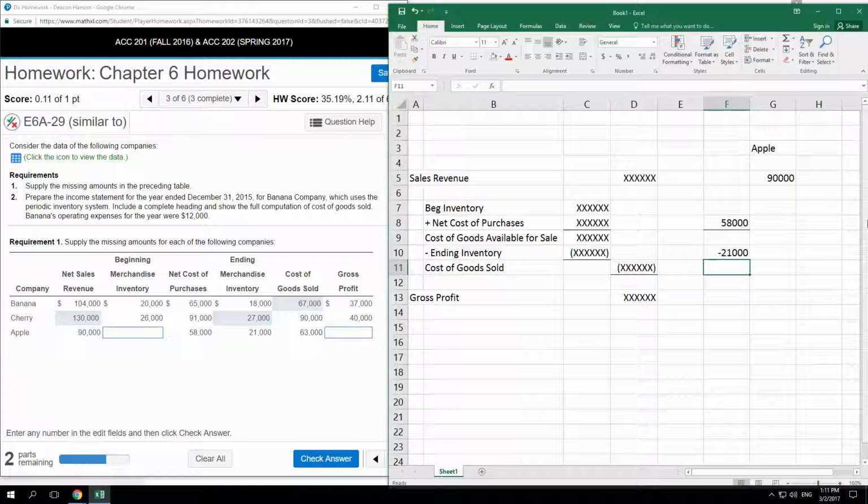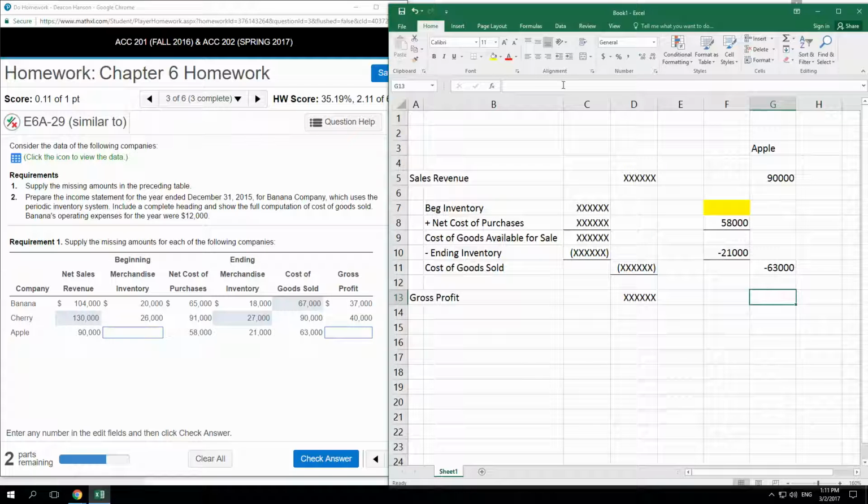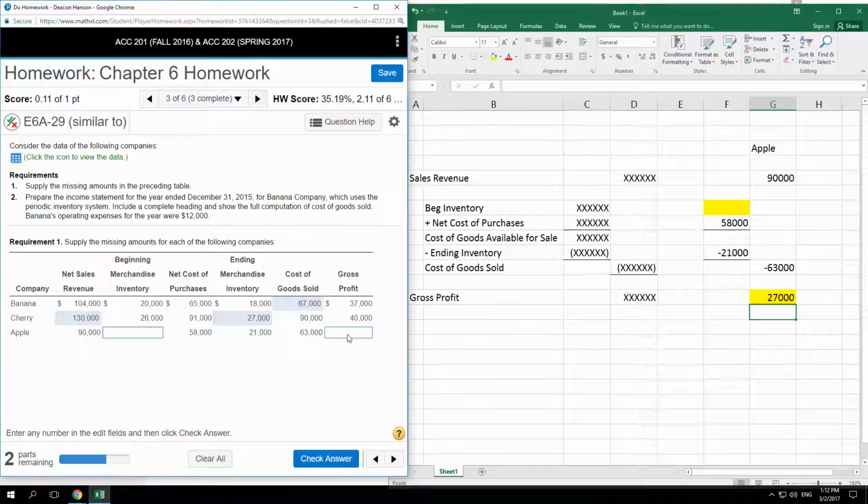They give us cost of goods sold, which is 63,000. Okay. So I'm supposed to be solving for the missing pieces. I need to figure out what my beginning inventory is and what my gross profit is. Gross profit's really easy because we know that sales revenue minus cost of goods sold gives us gross profit. So we can simply take care of that one right away. 27,000. That's gross profit.